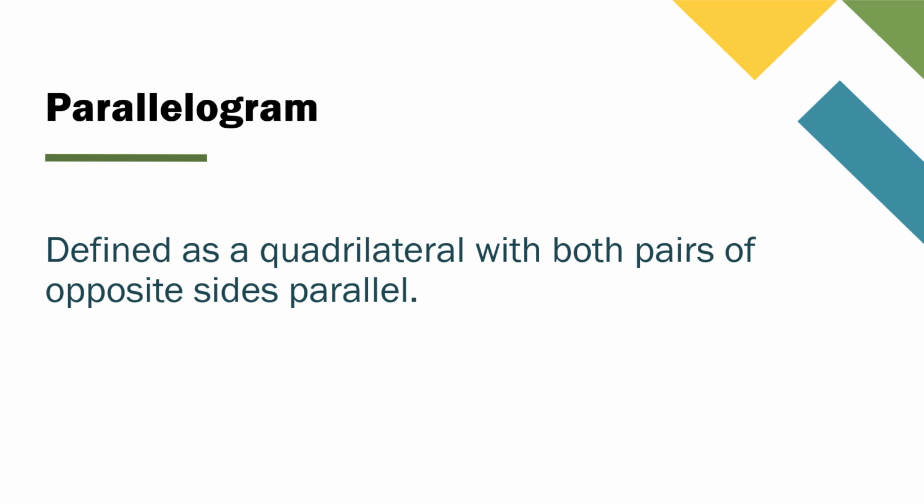All right, moving on to section 3.2, we were talking about parallelograms. A parallelogram is defined as a quadrilateral where both pairs of opposite sides are parallel. Remember, a quadrilateral is just a four-sided figure. All right, so a parallelogram is a four-sided figure where both pairs of opposite sides are parallel.